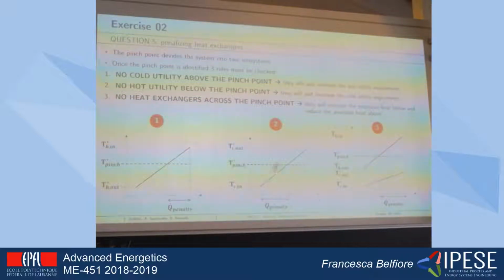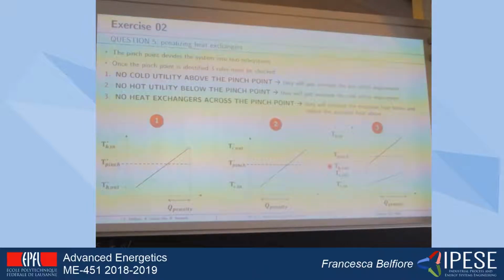And the same principle holds for the hot utility below the pinch point. So below the pinch point, in general, you need a cold utility. In this case, you might have a cold process stream, but you are heating it up with a hot utility, and you are below the pinch point. So you are taking off this stream from the process.